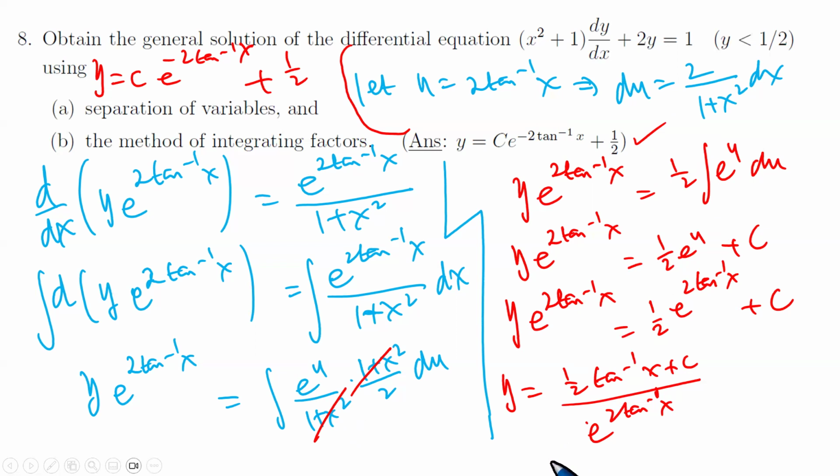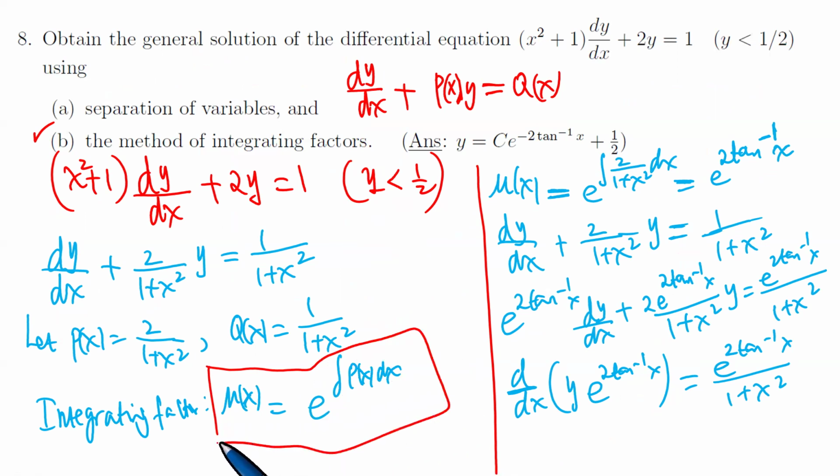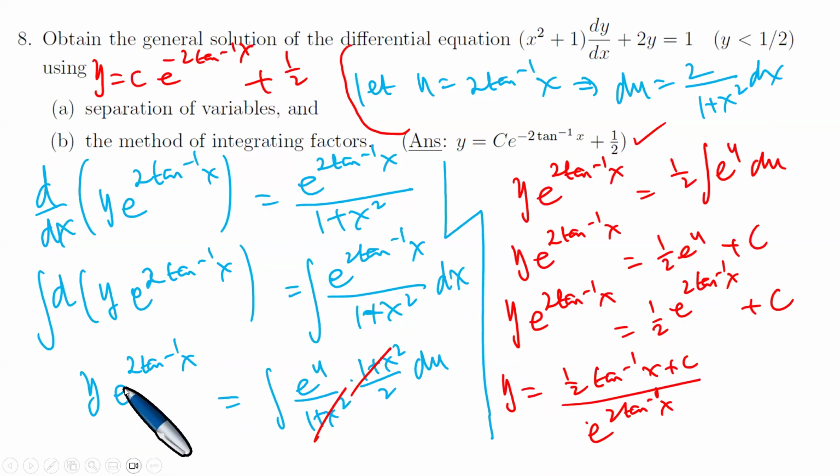Okay, what's the method of integrating factors? The integrating factor formula is this one here. So it is mu of x, which equals e to the power of the integral of p of x dx. Let's move on to the next question. Well, the answer is the same. I must indicate that before we move on. The answer is the red one up here. It's exactly the same as the one we got before.